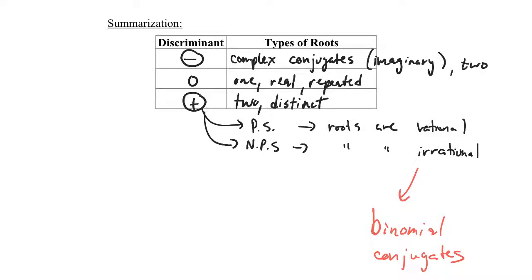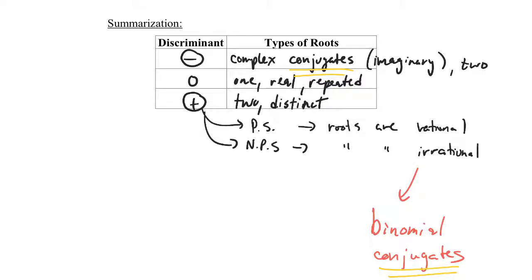Okay, so conjugates are key. Maybe let's underline those in yellow. In these 2 cases, we have 4 cases: negative, 0, positive perfect square, positive non-perfect square. Those 2 cases have conjugates. Again, positive non-perfect square or negative discriminants yield conjugates, one of them being binomial, one of them being complex.